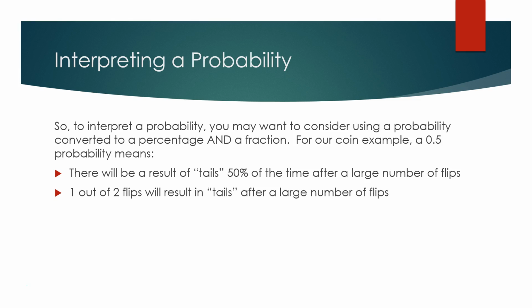To interpret a probability, you may decide that a fraction is actually a better way to think about it. Usually people don't think that fractions are favorable in any way, but I actually think that it makes a lot more sense than the percentage does in some cases. A 0.5 probability means that there will be a result of tails 50% of the time after a large number of flips. So 50% is 1/2, 0.5 is 1/2. Every 1 out of 2 flips in general will result in tails, again, after that large number of flips.